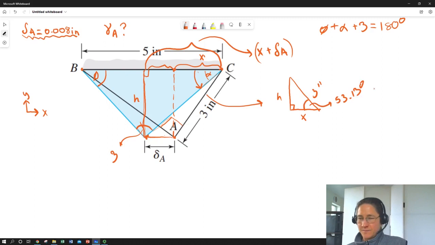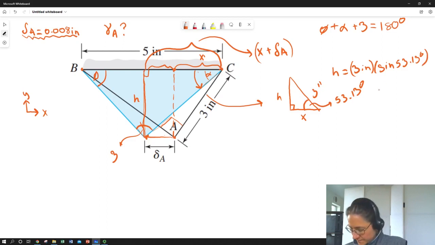Okay, so h is going to be basically 3 inches times sine of 53.13 degrees. Sine, 3 times, so h is going to be 2.4, and x will just be 3 inches times cosine of 53.13 degrees. Cosine, 3 times, so we have 1.8. Okay, so we go from a triangle whose base is 1.8 in this direction to 1.8 plus 0.008.